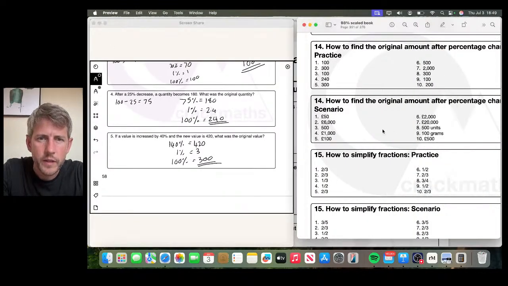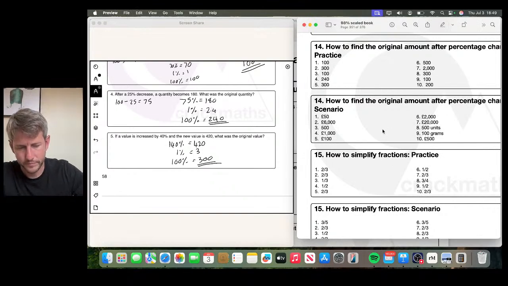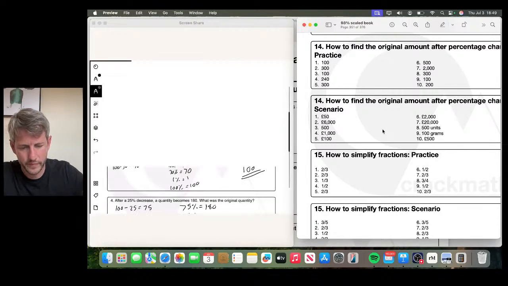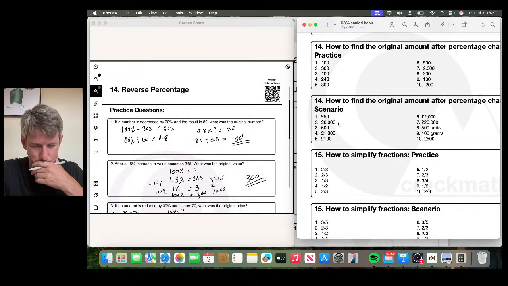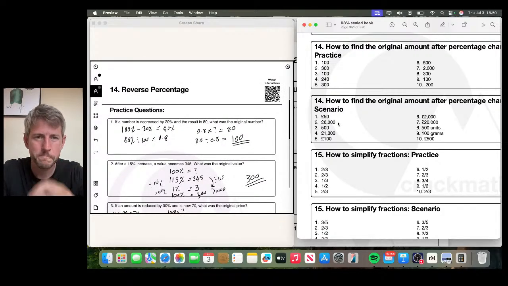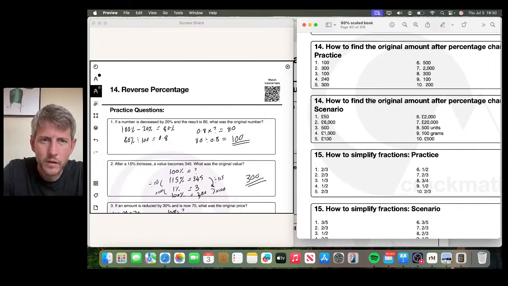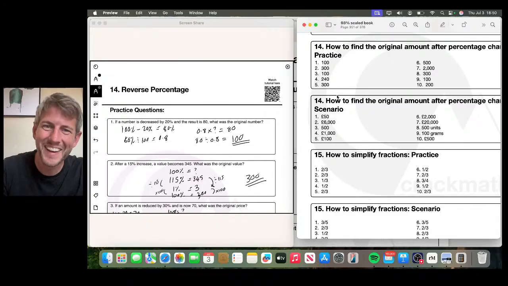Okay, so here we go. We have got, oh dear. Oh, no, we're on the practice questions. That's right, I was looking at these scenario ones thinking, oh, none of them look right.